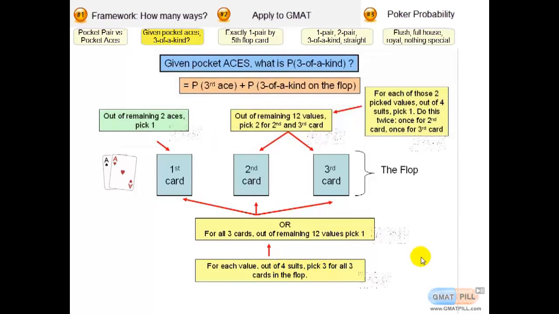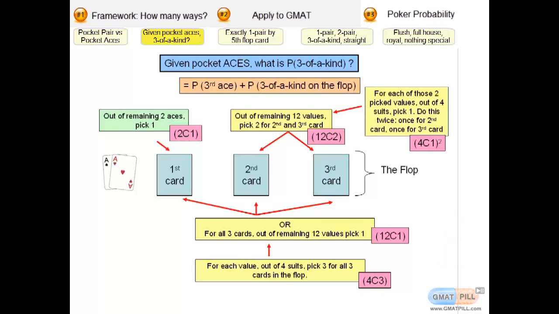So in terms of calculations, this becomes 2, choose 1. This is 12, choose 2. This one is 4, choose 1, squared. You do that for this card and then for this card. And then this would be, well, out of 12, choose 1 for the value. And then for each of these things, you multiply 4, choose 3. So out of those 4 available suits, you pick 3 of them.